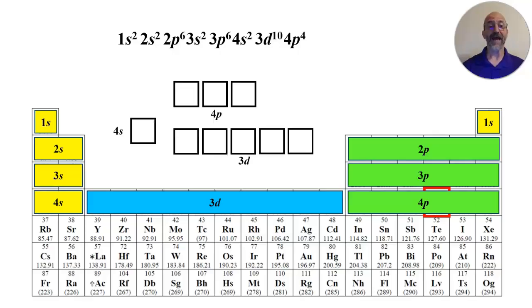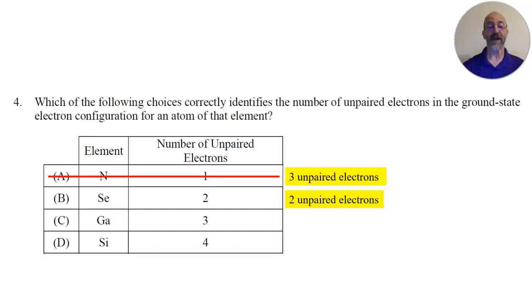Now the 4s is full, the 3d is full, so there's no unpaired electrons. But if we follow the rule for placing those last 4 electrons into the 4p sublevel, we see that there are 2 unpaired electrons. Considering that that is the correct answer to question 4, 2 unpaired electrons, that makes B the correct answer. At this point, I'll just confirm that choices C and D for gallium and silicon are incorrect.